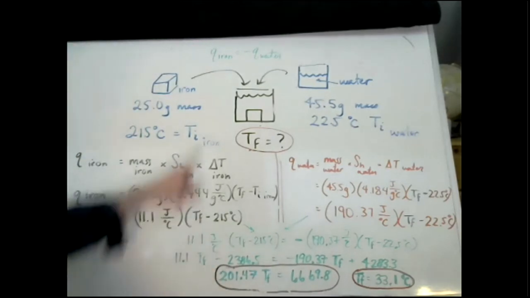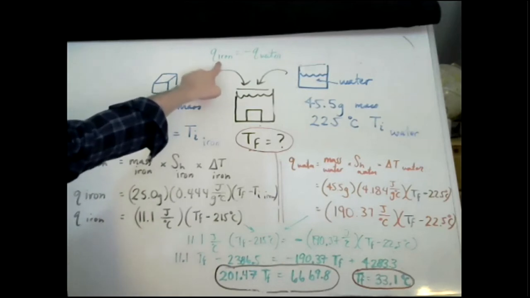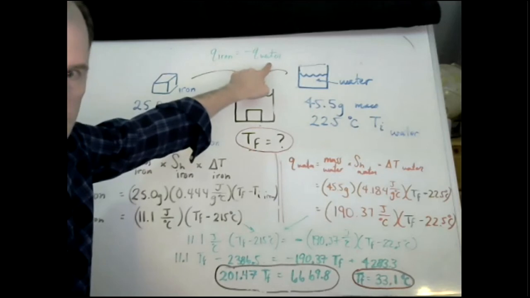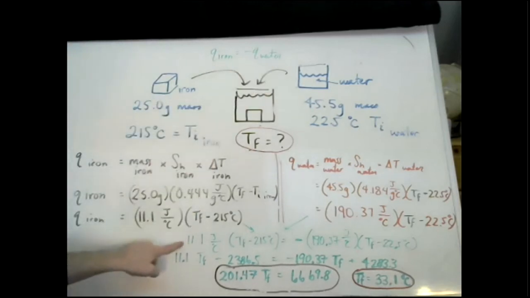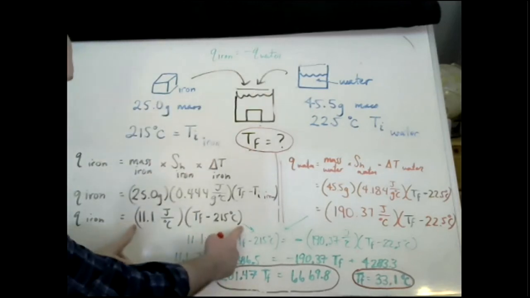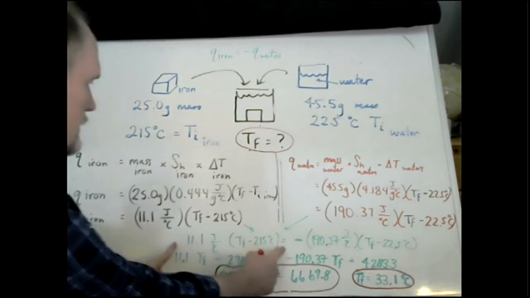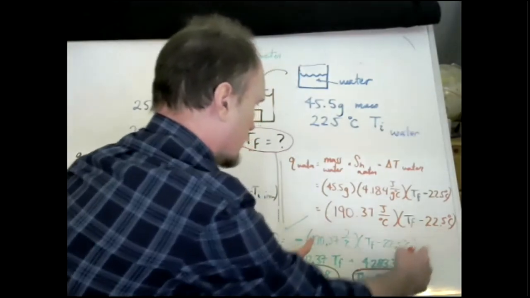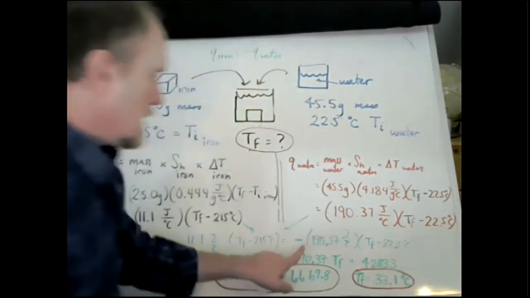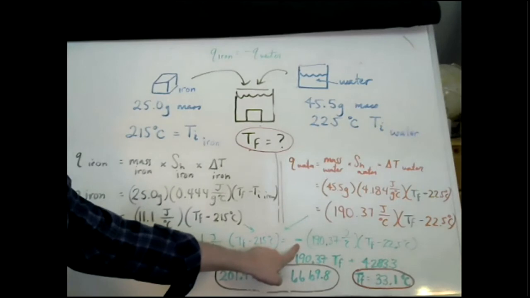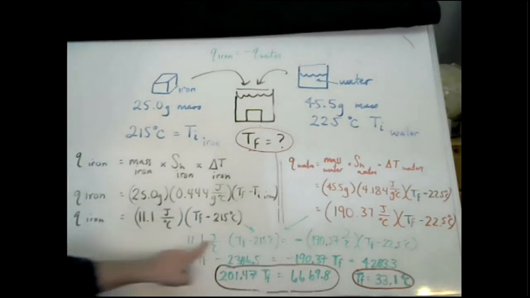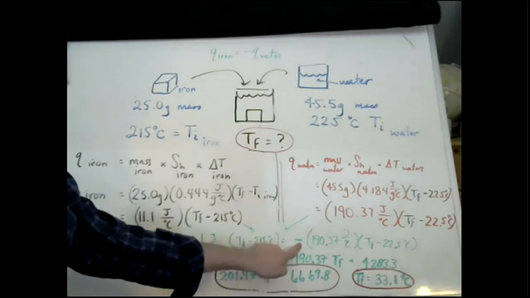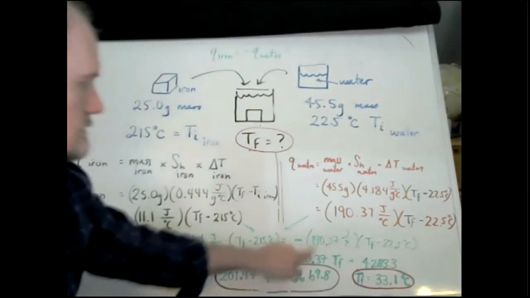So recognizing that the Q of the iron equals the negative value of the Q of the water, that's what I do down here. So I bring down this information for the Q of the iron, and I put it right there. And I bring down this information for the Q of the water, and I put it right there. And then I introduce this negative sign right here. So now I have Q of the iron equals a negative Q of the water.